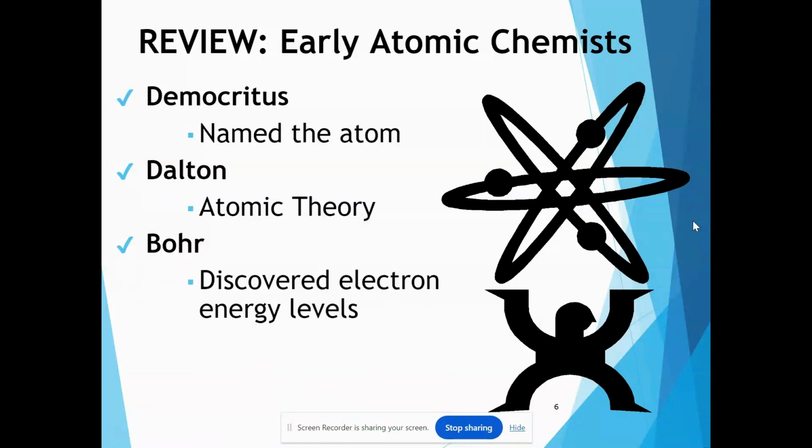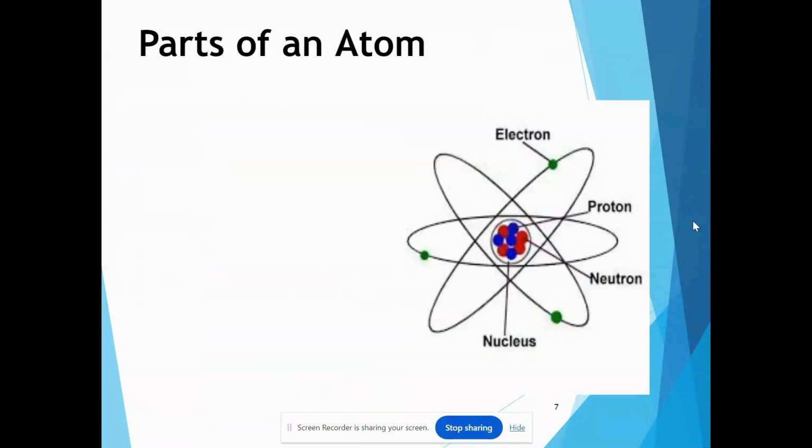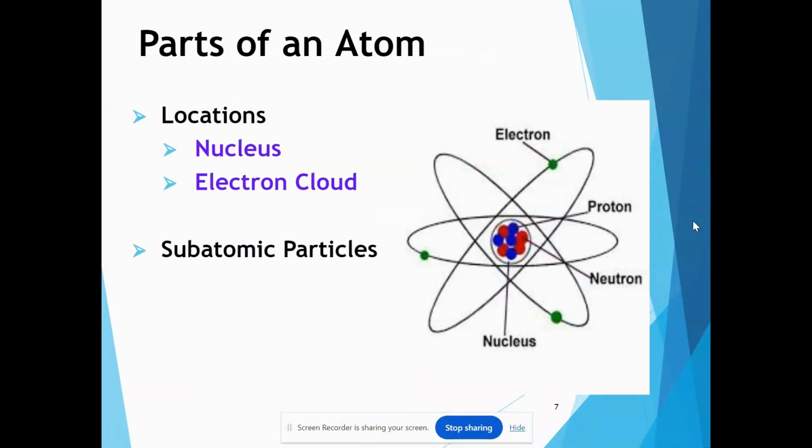There's your overview of the scientist. All right, parts of an atom. Remember that we have 2 locations. We have the nucleus and we have the electron cloud. The nucleus is going to be the center of the atom. The electron cloud are going to be the rings around the nucleus.